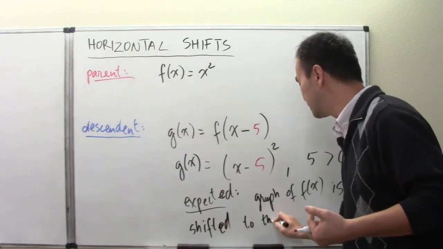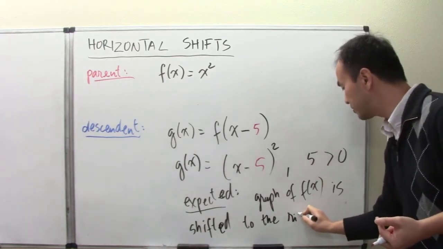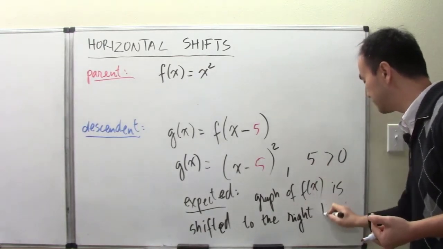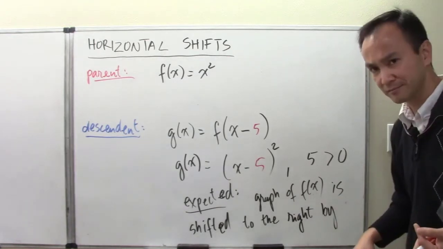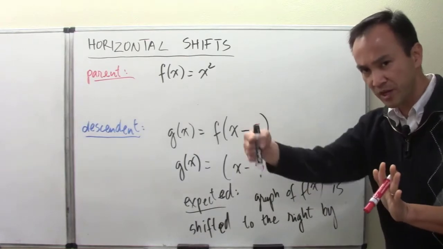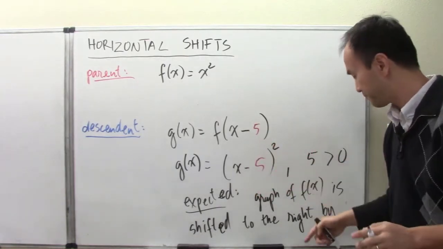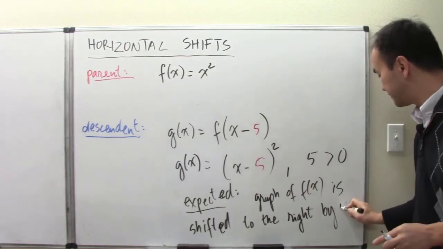to the right, because this is a positive value. By how far do we shift that? Shift means we move. Where do we move? We move to the right hand side, by 5 units.